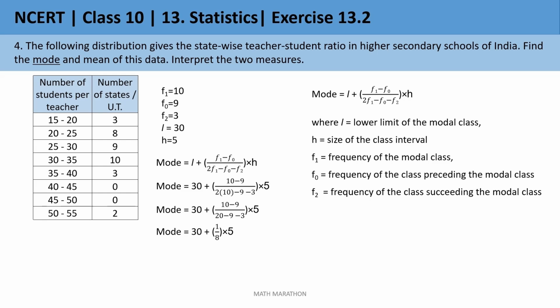Mode is equal to 30 plus 1 by 8 multiplied by 5. 5 divided by 8 is 0.625. Mode is equal to 30 plus 0.625. Mode is equal to 30.625. Mode is approximately equal to 30.6.